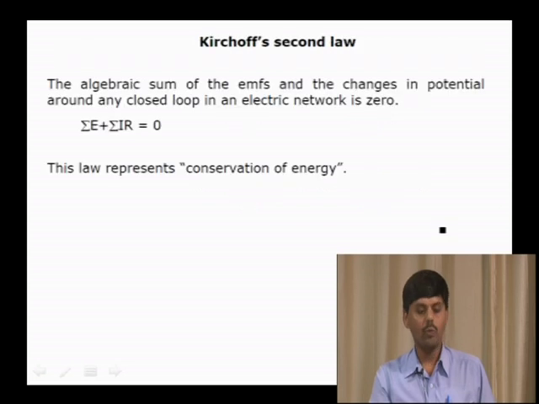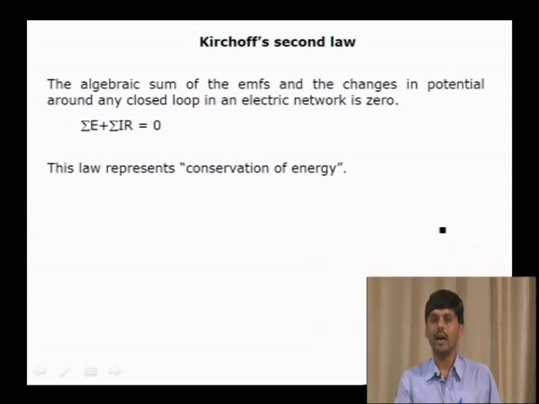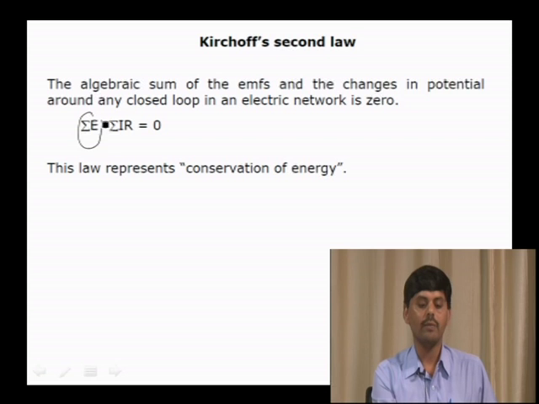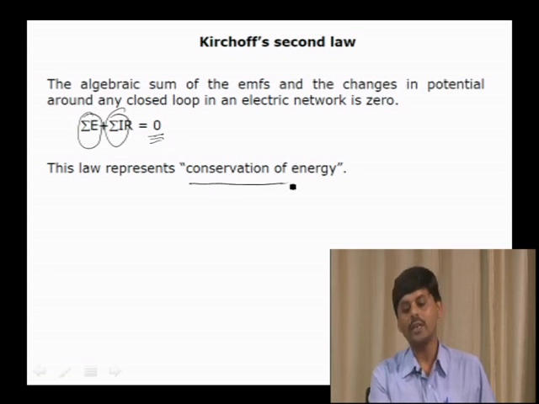Next, I will move on to Kirchhoff's second law. The algebraic sum of the EMFs and changes in the potential around any closed loop in an electrical network is 0. That is ΣE + ΣIR = 0. This is the algebraic sum of the EMFs, and this is the algebraic sum of the potential changes. The sum of these two is equal to 0. This is a consequence of the law of conservation of energy. The first law is a consequence of charge conservation, the second law is a consequence of energy conservation.